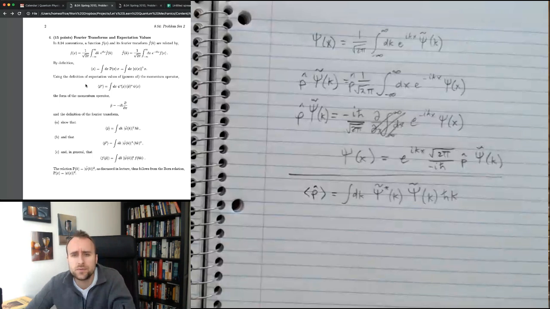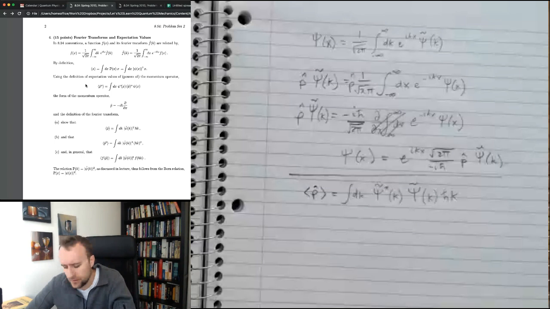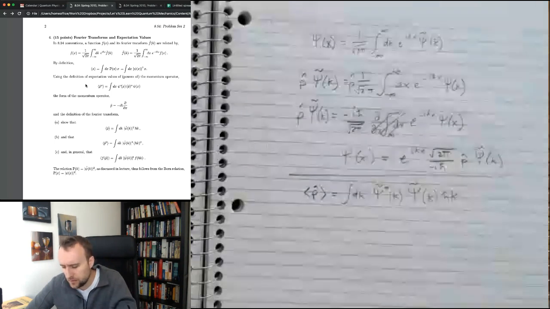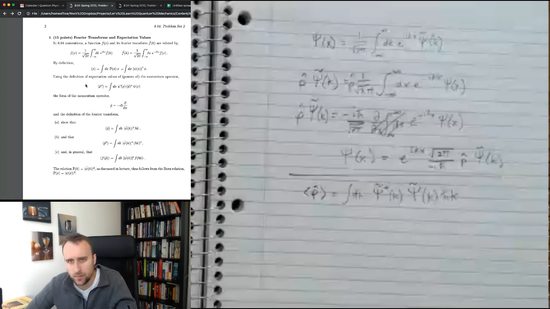So what are our options? What can we do to get this into the right format? Well, I've tried going from the expectation and I tried going from the Fourier transform, and then I'm now trying to go from the equation we're showing, but I'm missing something.